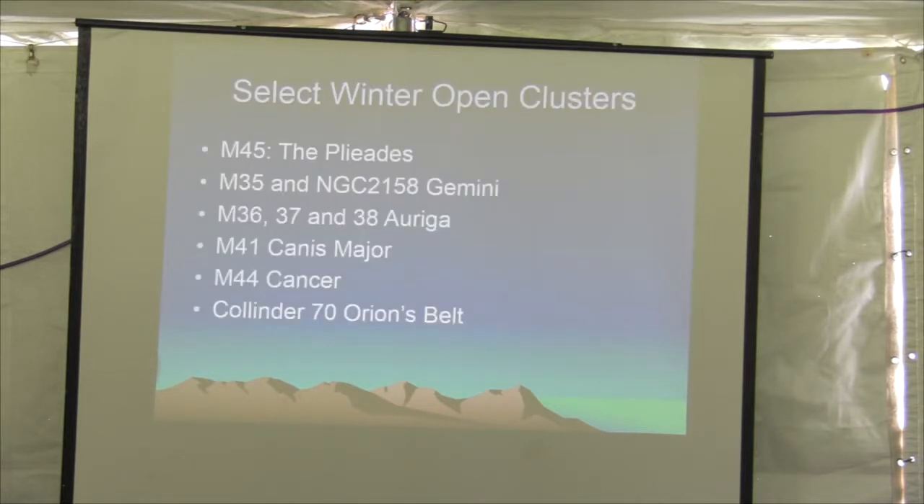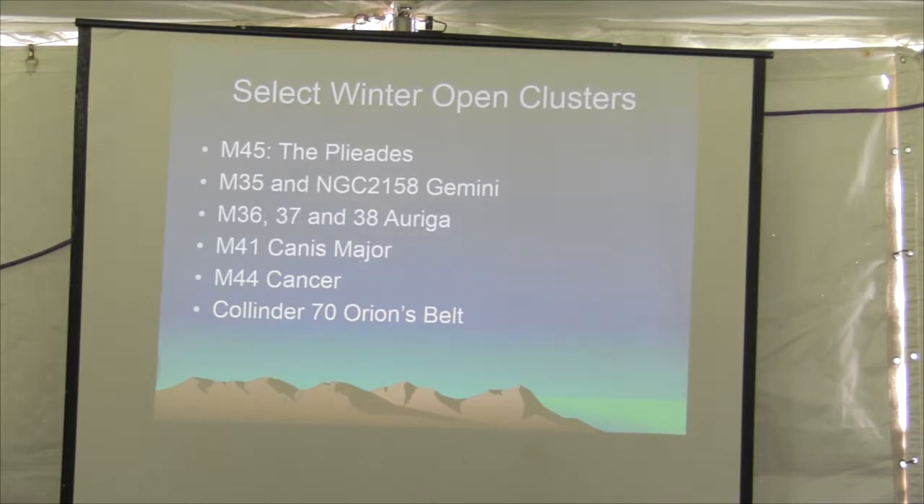I'm going to go over a few select winter open clusters. They'll still be visible in the western sky. I'm going to talk about the Pleiades, which is Messier Object 45, M35, and NGC 2158, which are in Gemini. We have three open clusters in a line in the constellation Auriga that are quite nice and easily observed. M41, which is in Canis Major, near the brightest star in the sky, Sirius. We'll talk about M44, also known as the Beehive cluster in Cancer.